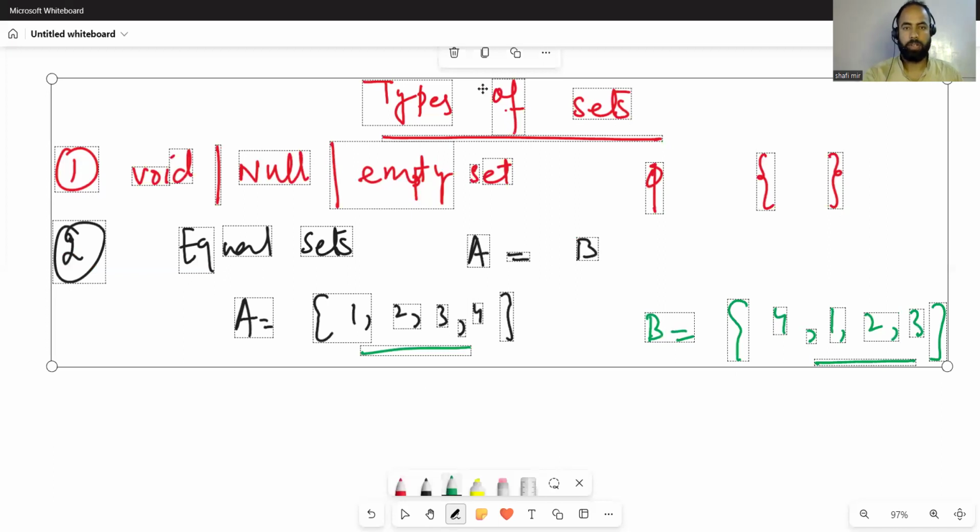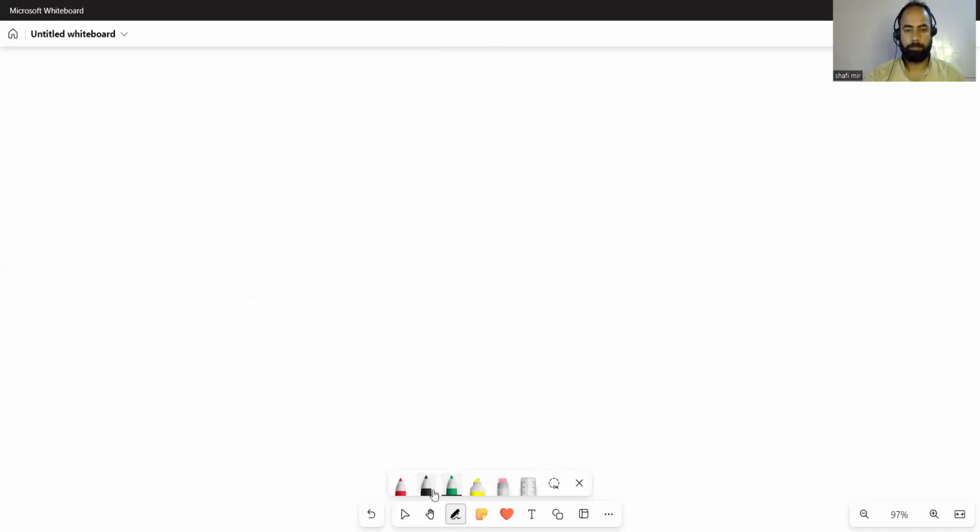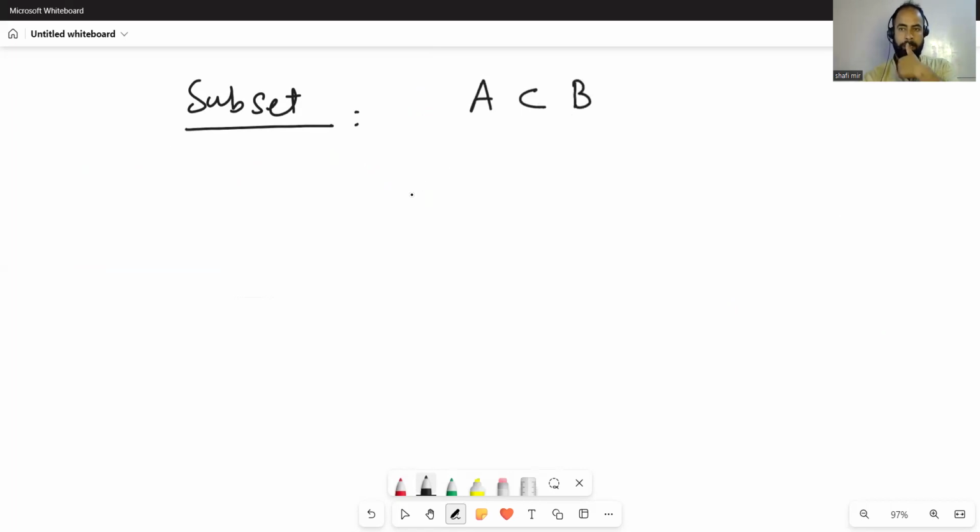Next important thing that we have to learn is subset. Very, very important. Subset. What is a subset? It is represented with this symbol. Suppose set A is a subset of B. What does that mean? It means every element of set A is contained in set B.